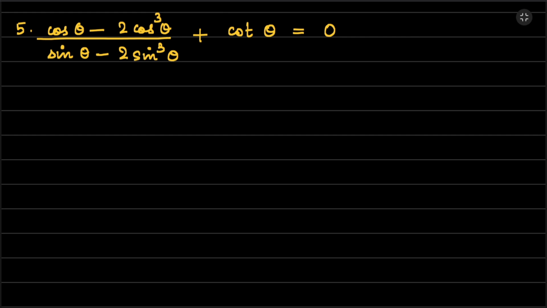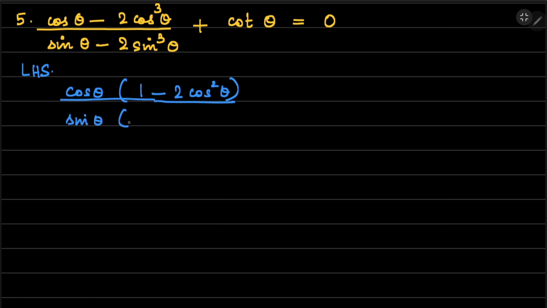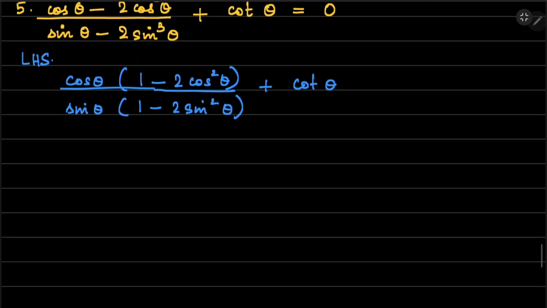So you have to just prove this is equal to 0, or sometimes this question will be given as this is equal to minus cot theta. Okay. So first of all, let's take the LHS. Let's take cos theta common. So what do you get? 1 minus 2 cos square theta divided by sin theta common, which is 1 minus 2 sin square theta, right? Let the cot theta remain as it is for now, because let's see what we get.